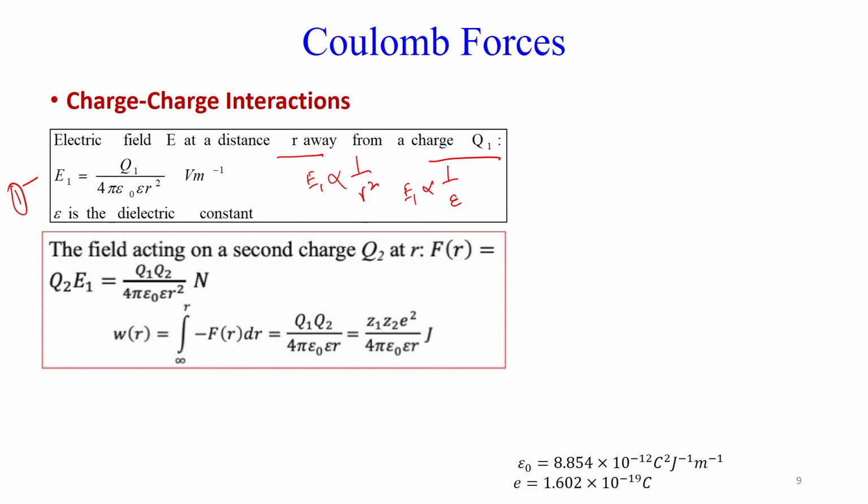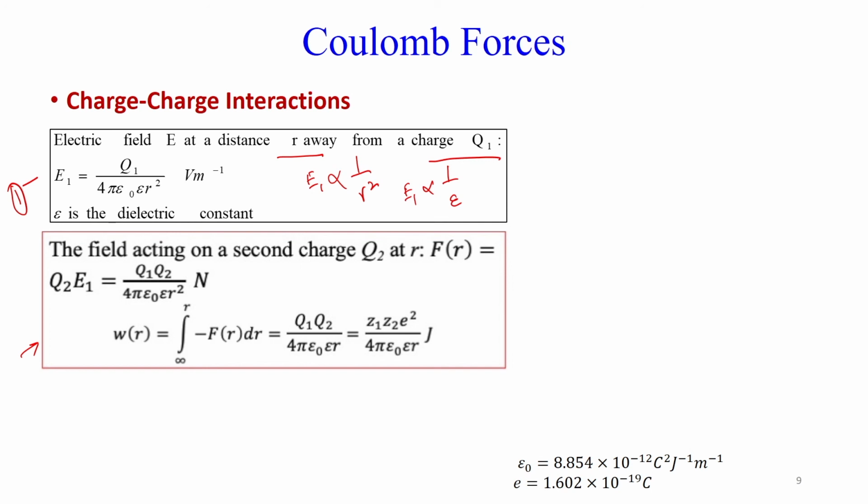If the force is known to you, we can always calculate the potential. If you integrate the force, you will get the potential. Other way, if you differentiate the potential, you will get the force. So, if you integrate, it comes out to be q1 q2 upon 4 pi epsilon naught epsilon into r.